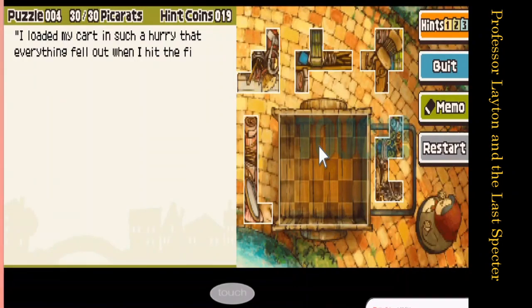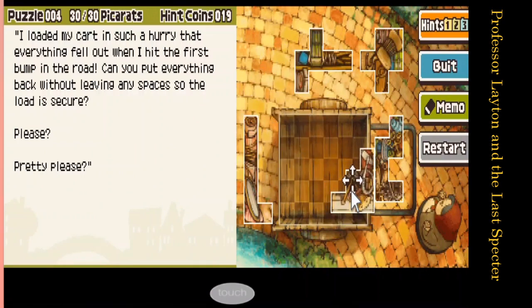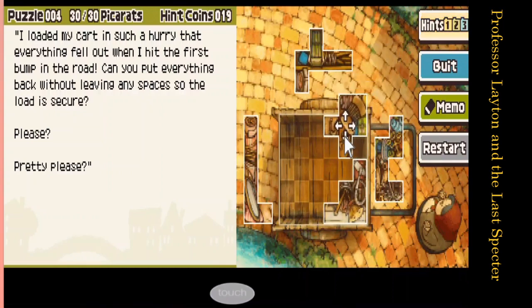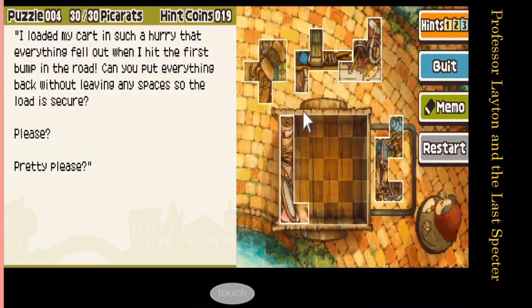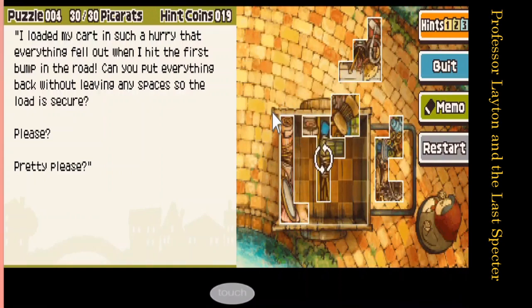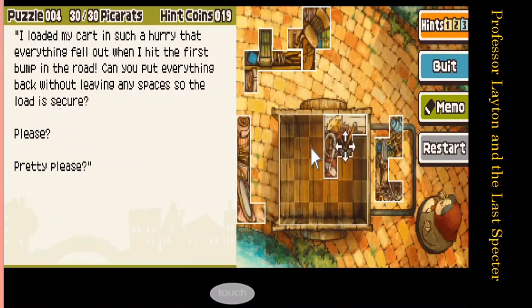$30. Okay. Oh, it's literally just a jigsaw puzzle. Oh, I can rotate it? No, I can't rotate it. Okay. Oh, wait. Oh, no, you can. You can rotate it. Okay. This is probably a top piece.